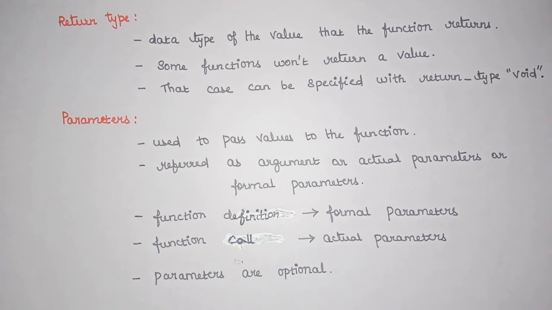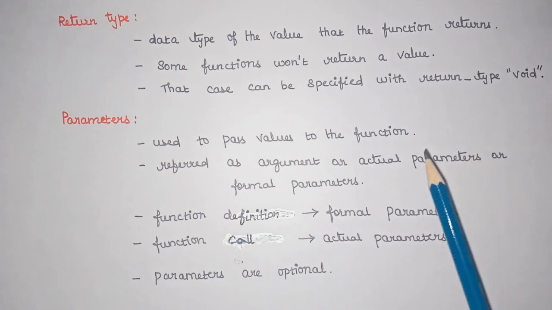Then coming to parameters. So what is the use of parameters? Parameters are used to pass values to the function. Through parameters we can pass values, and this is also referred to as arguments, or we can call it actual parameters, or formal parameters.